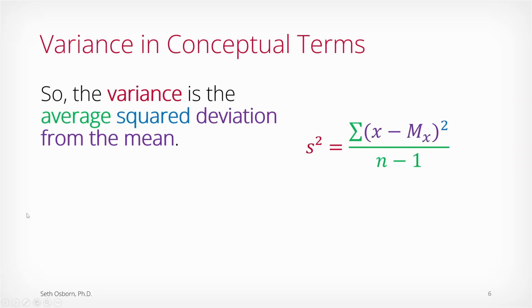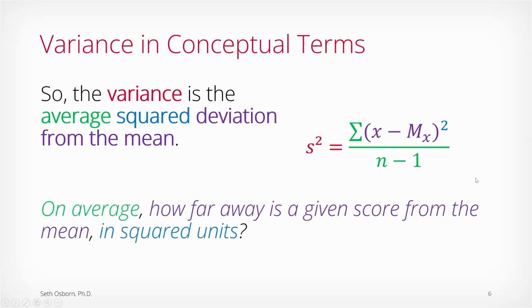them? I would argue what you want to do is take anything like this that seems complicated at first and break it down into the parts. You want to be able to describe it in a sentence. The variance is the average squared deviation. So on average, how far away is a given score from the mean of that distribution in squared units?